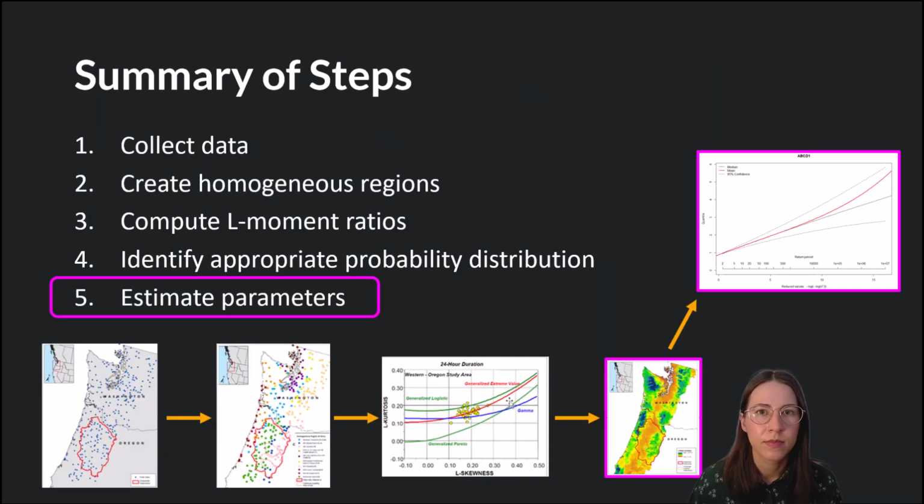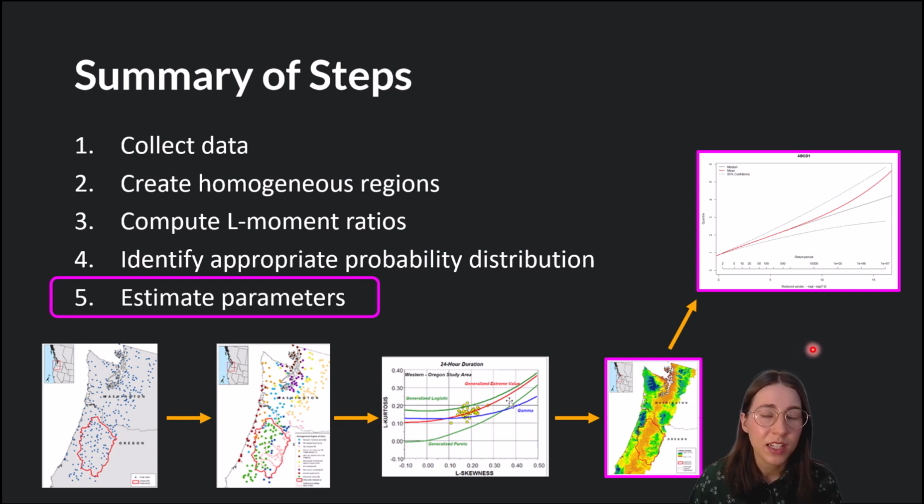For this reason, a lot of studies will choose to select a single representative distribution for the entire analysis. Finally, we'll talk about estimating parameters. We've collected our data, assigned them to homogeneous regions, computed the L-moment ratios, and determined the best probability distribution, and now we can estimate the probability parameters.